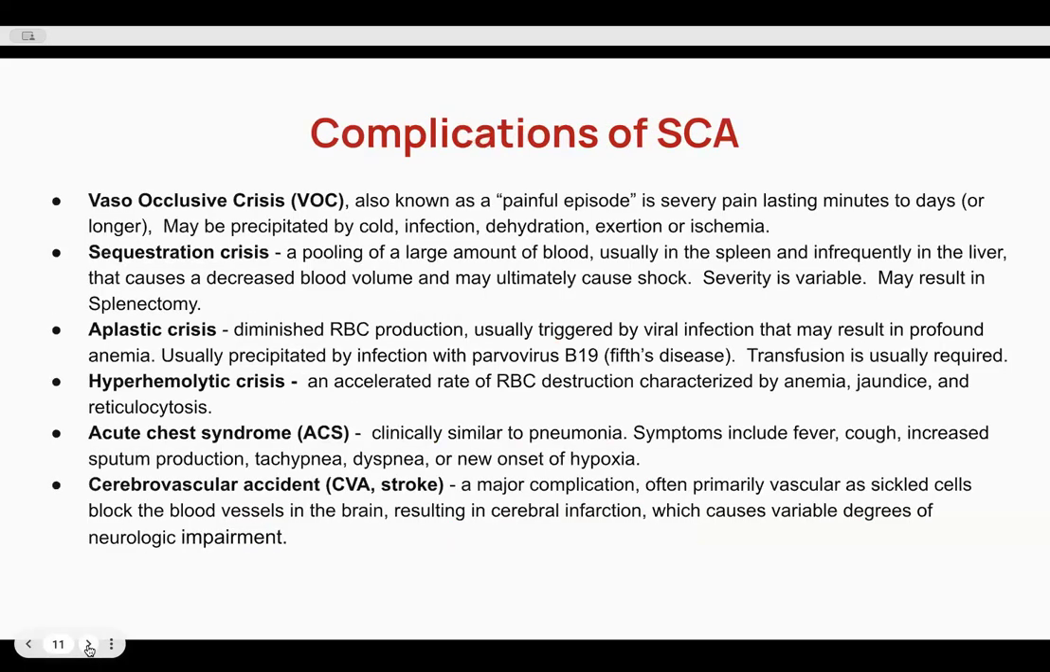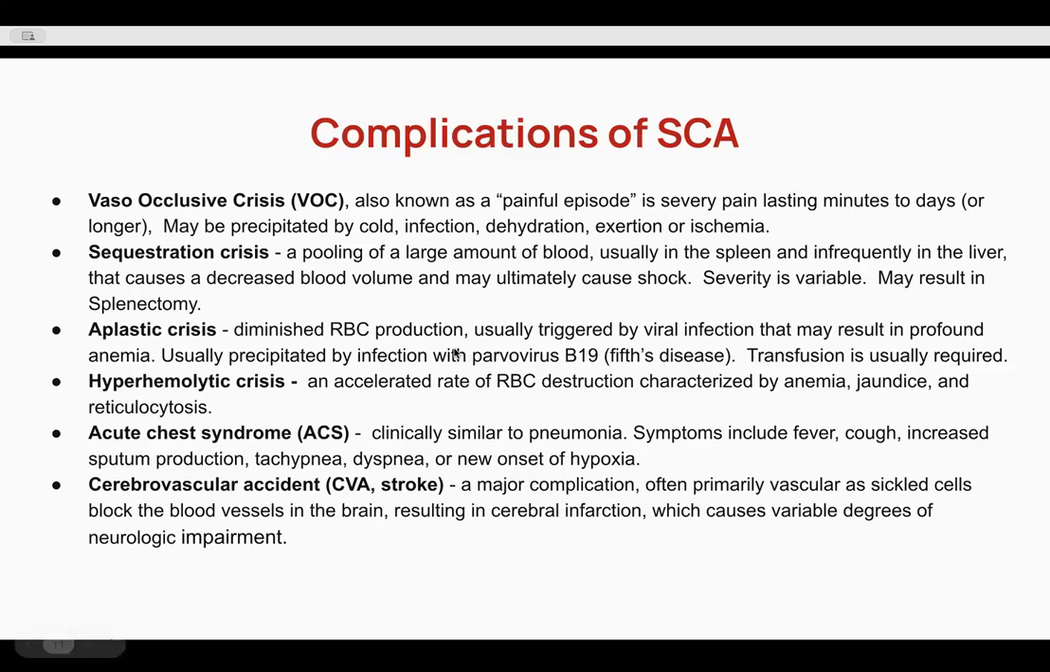Complications of sickle cell anemia. Vaso-occlusive crisis. This is something we see a lot in sickle cell disease patients. They often go into different types of crises. The vaso-occlusive is known as a painful episode. That's what patients might refer to it as. It is severe pain lasting minutes to days or longer even. It can be precipitated by cold, infection, dehydration, exertion, or ischemia. And ischemia is essentially tissue death.